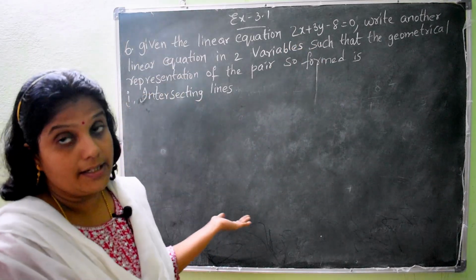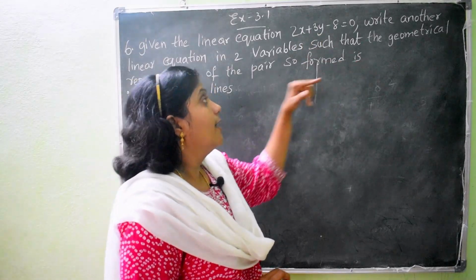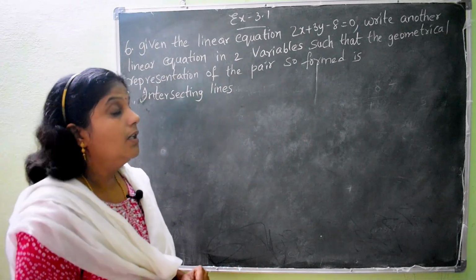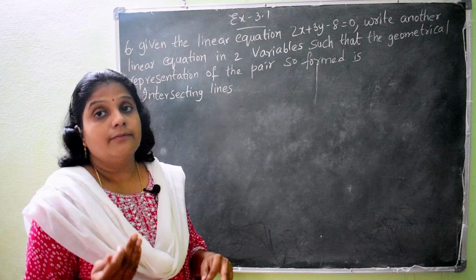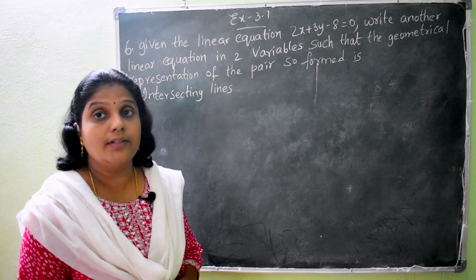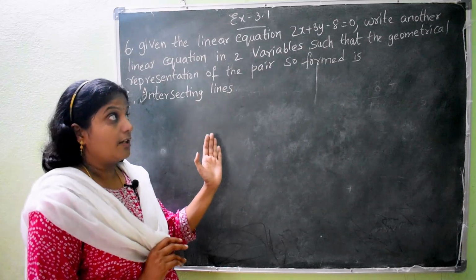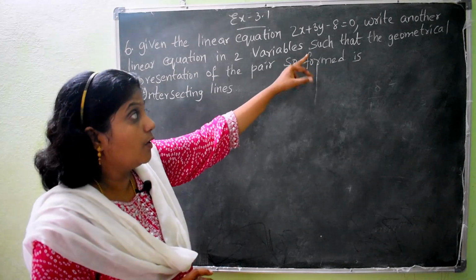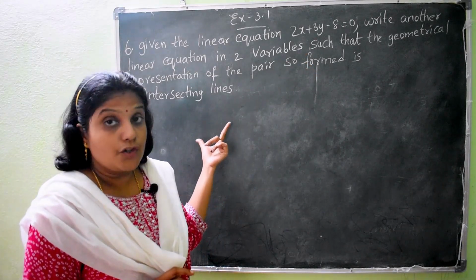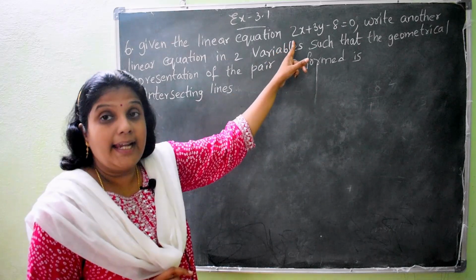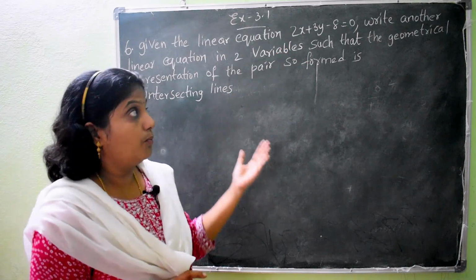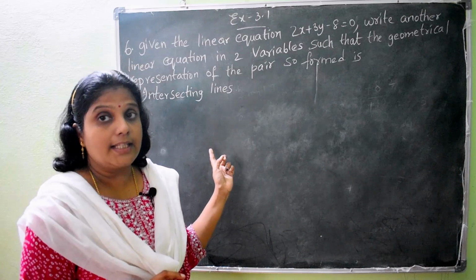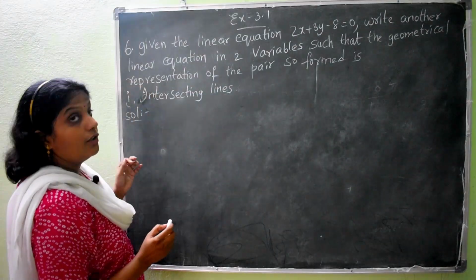So we need to write another linear equation in two variables such that the geometrical representation of the pair so formed is intersecting lines. Like that, we need to break the question down one by one, understand it, and only then go for solving. First we write the linear equation in two variables. The geometrical condition is that it should form intersecting lines, so the pair of linear equations, the given line and the line we write, should form intersecting lines.